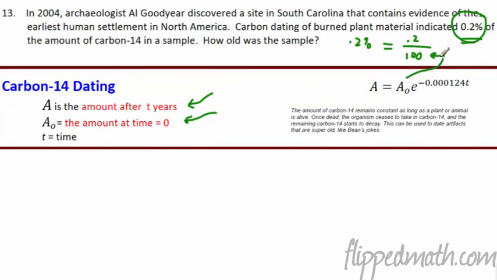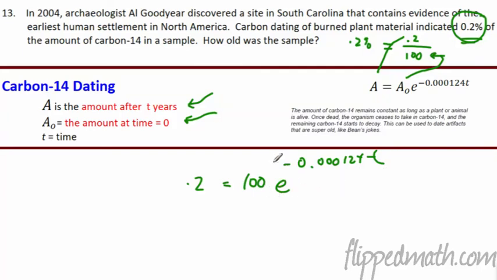That would be this right here. And the amount left would be 0.2. All right? Does that make sense? So 0.2 equals, we started with 100. Or theoretically, if we started with 100, we'd have 0.2 left. And this is times e to the negative 0.000124t. We can solve this equation.